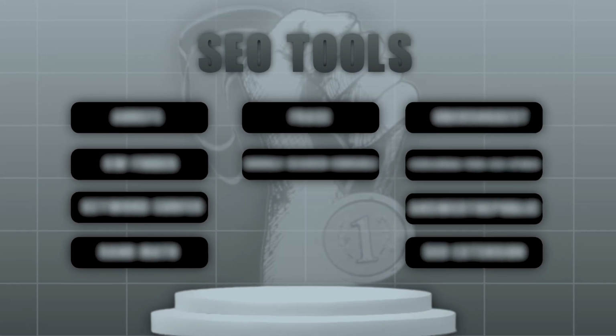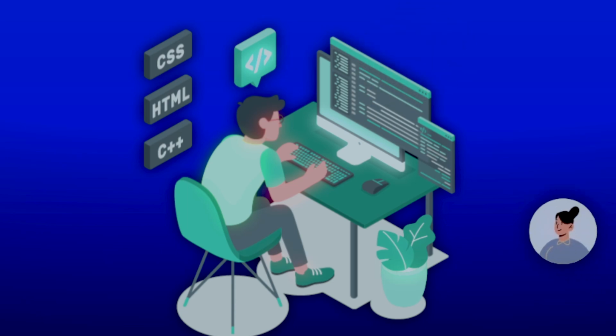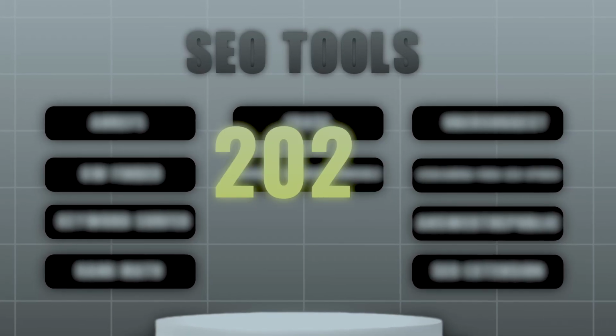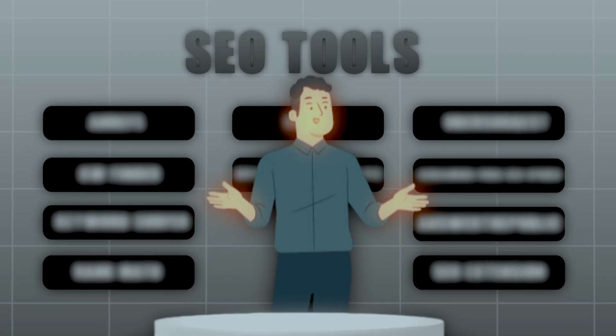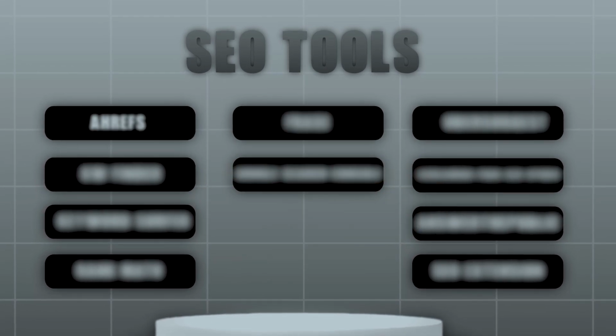Top 10 SEO tools to rank number one, mostly free. If you want to get an unlimited amount of traffic to your website, look no further than SEO and SEO tools. In this video, I give you my 10 favorite SEO tools that you can use in 2024. Let's dive in. The first one I want to talk about is Ahrefs, an SEO tool that covers everything from keyword research to SEO audit.